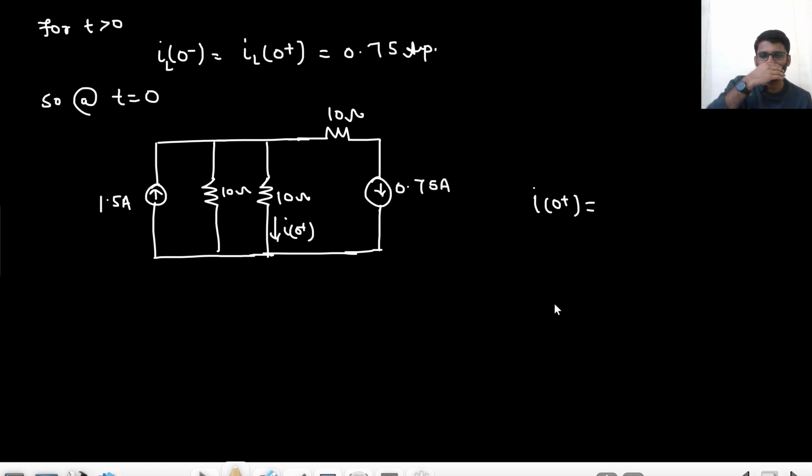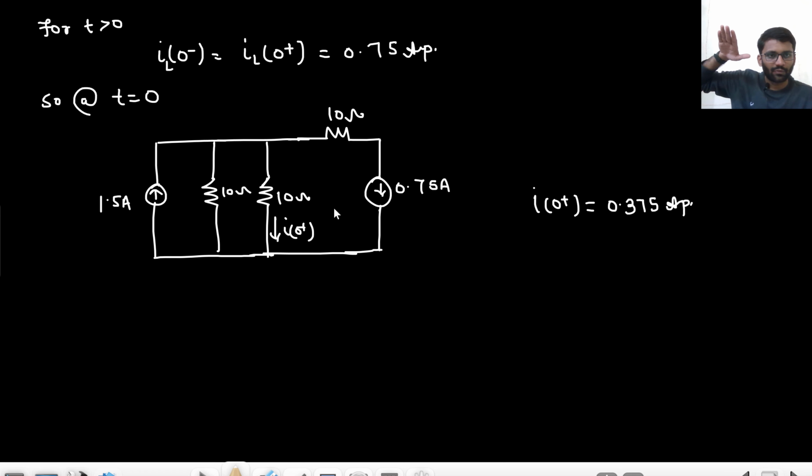I guess you will be able to solve it on your own, and the value would be 0.75 by 2, that would be 0.375. How did I write it so quickly? What did I do? You can apply nodal as well. V by 10 plus V by 10 plus 0.75 equals 1.5. From there you will get the value of V, and from there you can get the value of I of 0 plus.